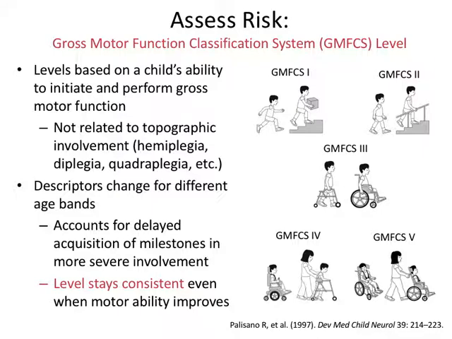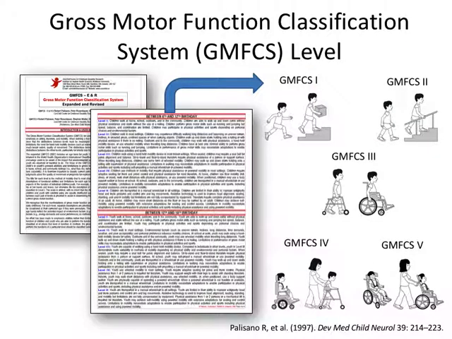So the whole point of the GMFCS is that the classification stays constant over time. It's describing the child's delayed motor developments as you get to more severe levels. The GMFCS classification really was a series of descriptors that made sense to a trained individual, but I would argue to you that the pictures revolutionized our ability to communicate.